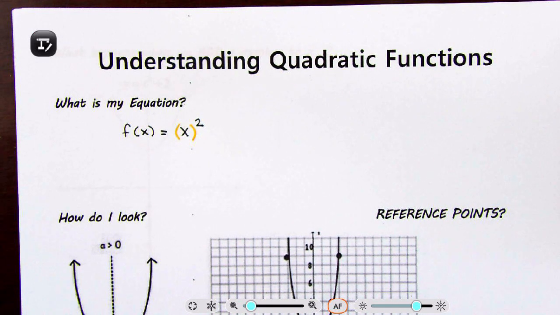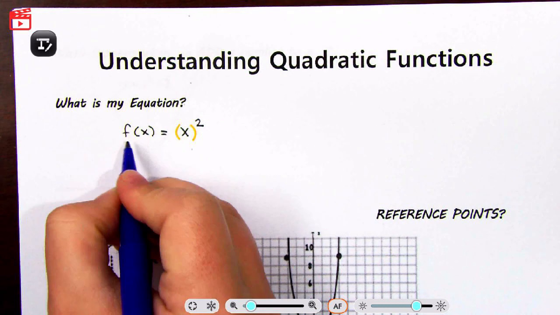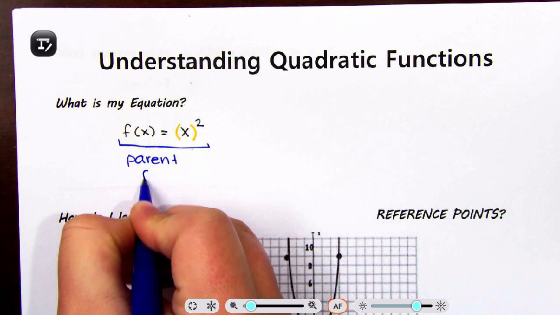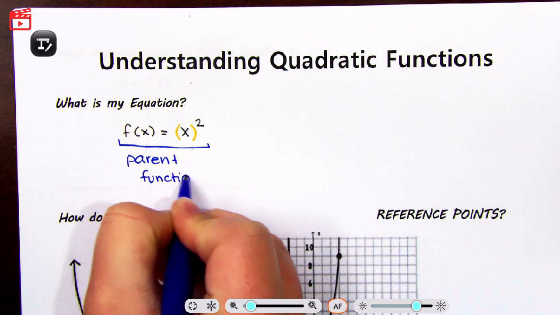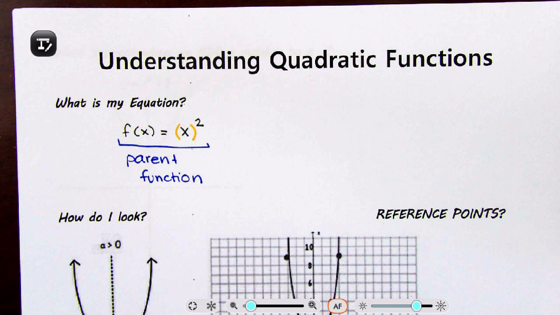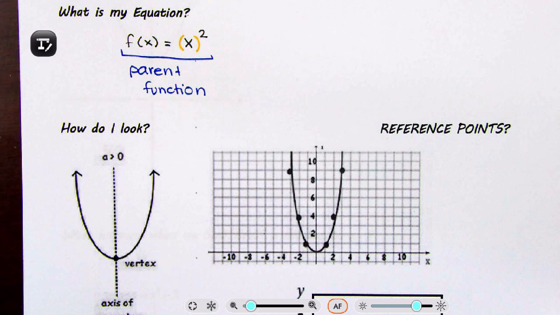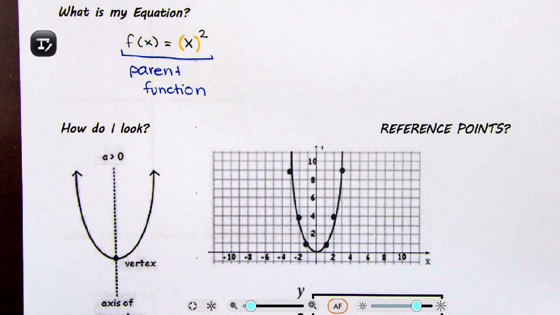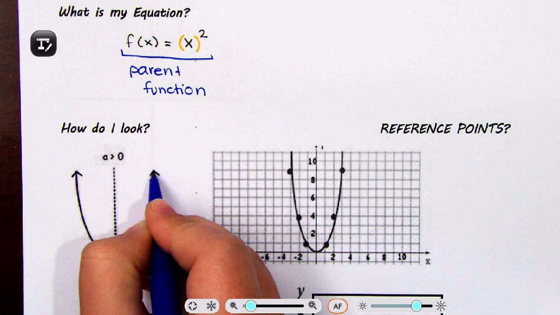Now, how does it look? The basic form, which is called the parent function, so this here is called the parent function. The parent function looks like a U, or like we sometimes like to call it, a smiley face. It looks like a happy U. Make sure that you have arrows on both sides.